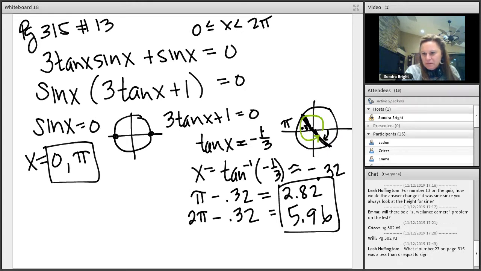Number 13 on the quiz, okay, I already answered that question. Will there be a surveillance camera problem on the test? I don't know. There could be. Was that this section? I don't remember. Oh, because it was adding the 2 angles. Did we say that there was a word problem? I don't remember saying there was a word problem on that little review thing using them.